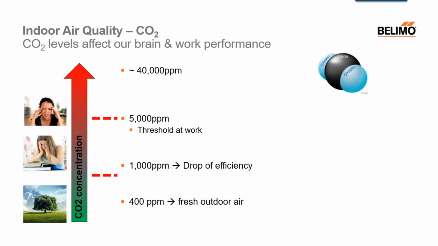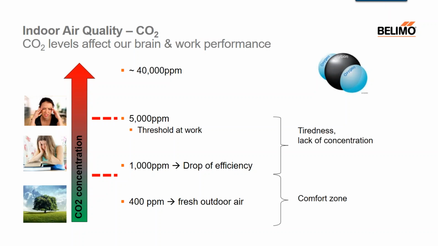CO2 levels, which are not often noticed or considered, play an important role, and CO2 levels affect our brain and work performance. So what are the safe levels of CO2 in rooms, and how do they affect us? 400 parts per million is the normal background concentration in outdoor ambient air. From 400 to 1,000 parts per million are typical concentrations of typical occupied indoor spaces with good air exchange.